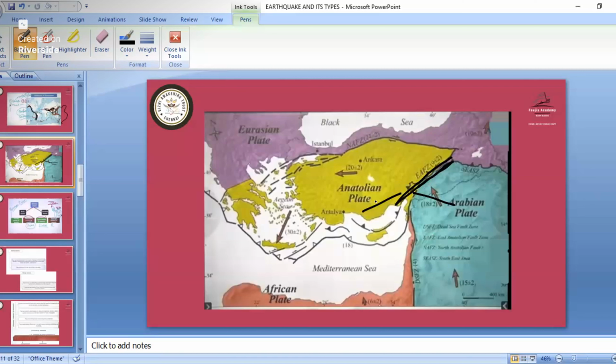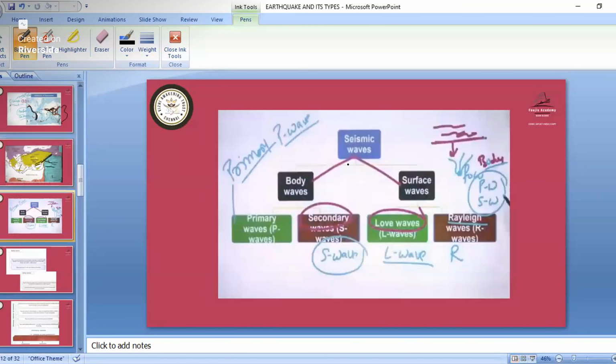Since the Turkey earthquake has come up recently, remember these plate names: the Anatolian plate and the Arabian plate. That is a transform plate boundary, with shaking of both plates. Due to that, we had the earthquake in this Turkey region.